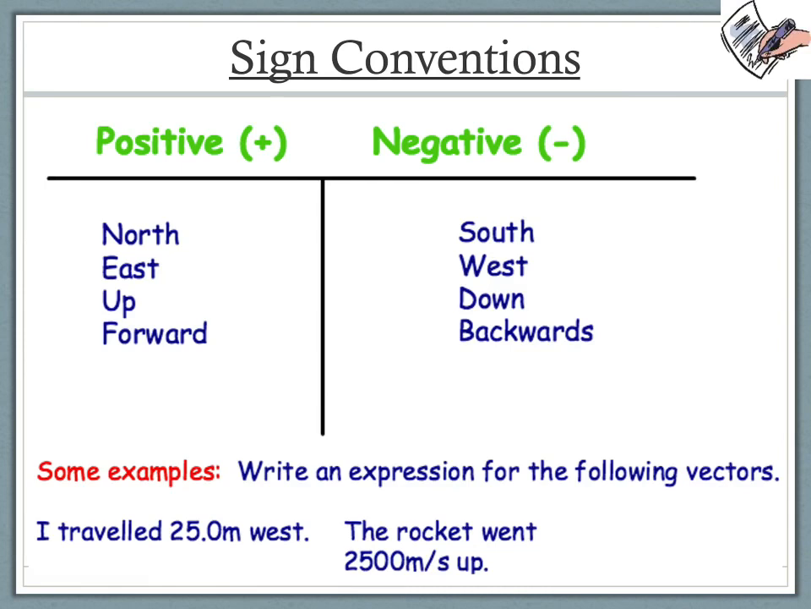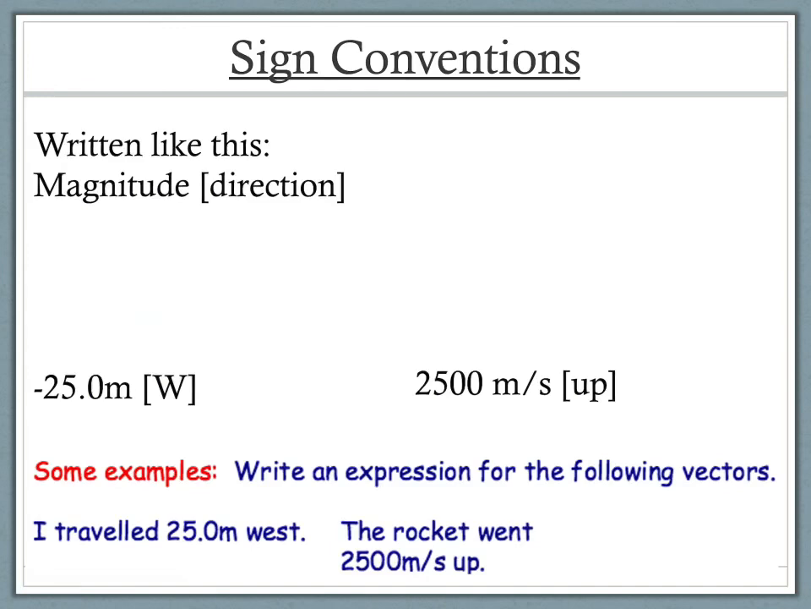Okay? So if we want to write an expression for these, so I traveled 25.0 meters west. Again, west was what? It was negative. Okay, so that will have to be negative. The rocket went 2,500 meters up. What is up? Up is positive, so that one will have to be positive. So when we write them, the 25 meters west will be like this, right? Because we have that negative in front saying that it's west.